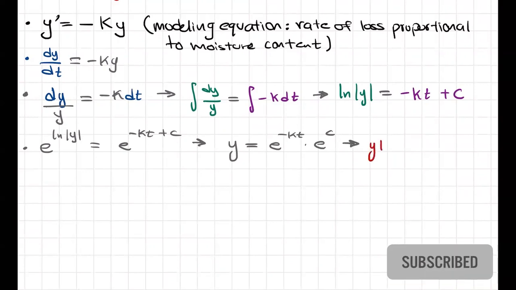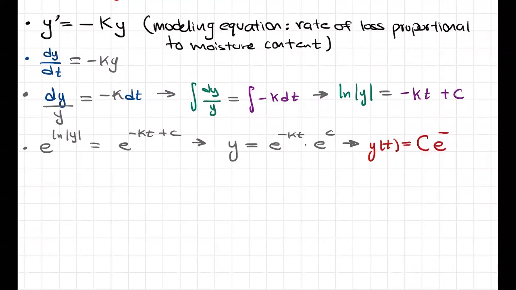y as a function of t equals capital C e to the negative kt. And then we call this our general solution. This is the general solution that models this equation. So now we can apply our initial conditions to determine what is actually that particular solution that we need in order to find our time. So let's apply those initial conditions.